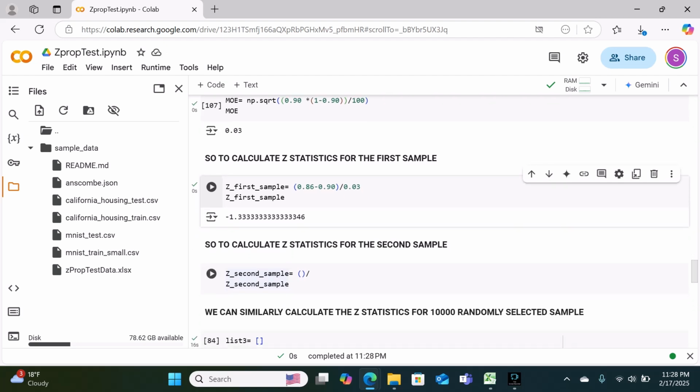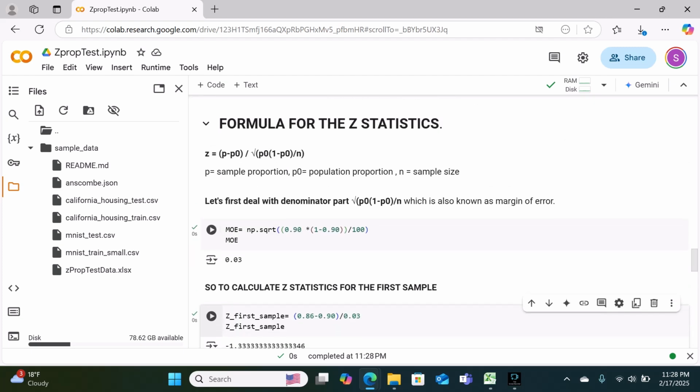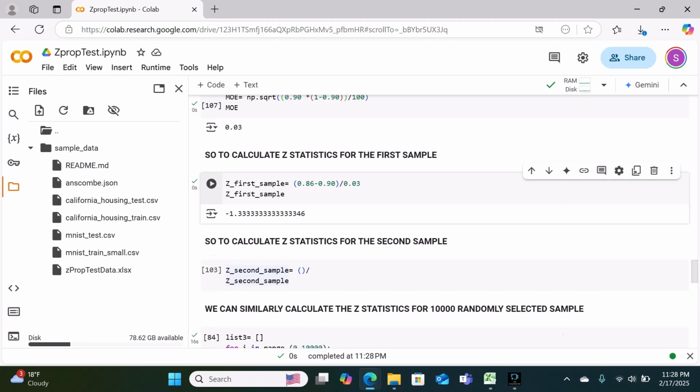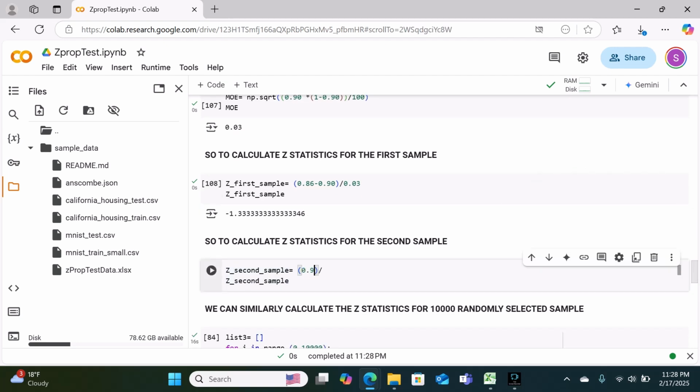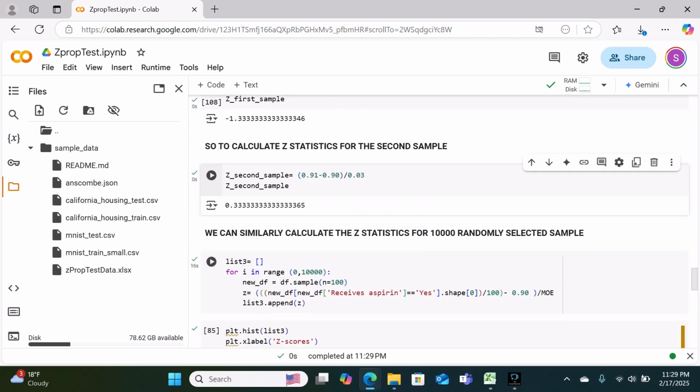Similarly, we can calculate the z statistic for the second sample. The second sample proportion is 0.91 minus the population proportion 0.90, divided by 0.03. So the statistic for the second sample is 0.333.